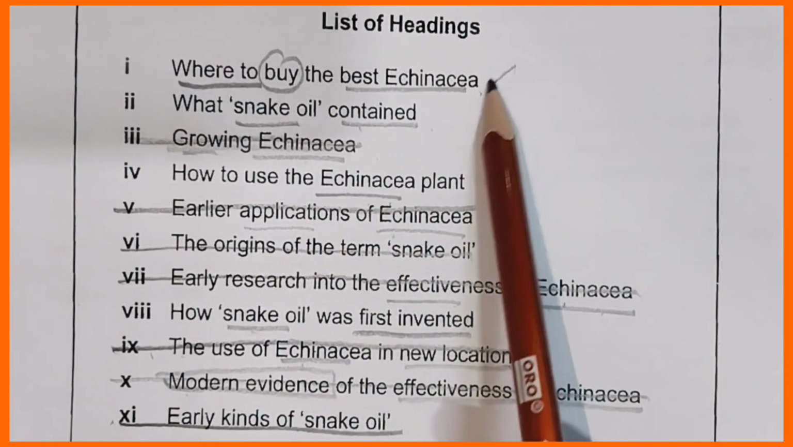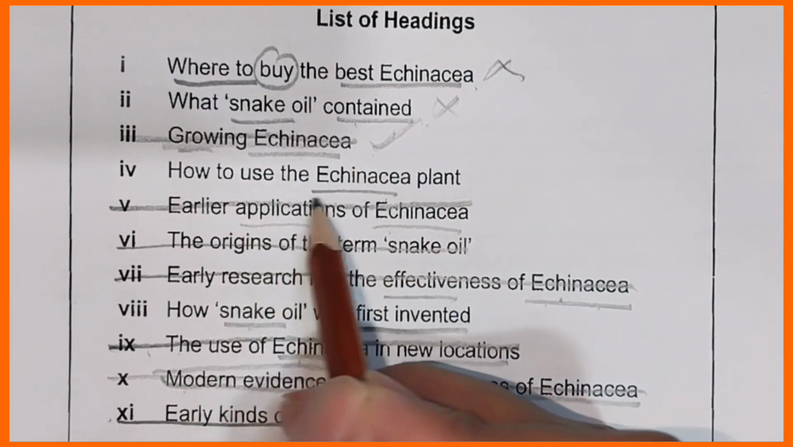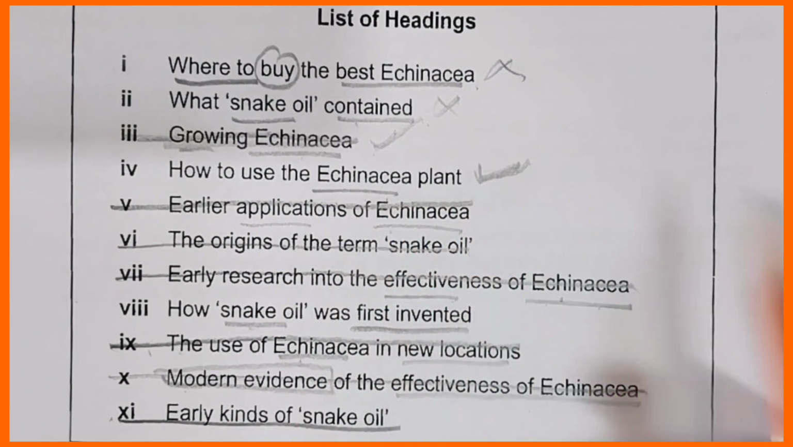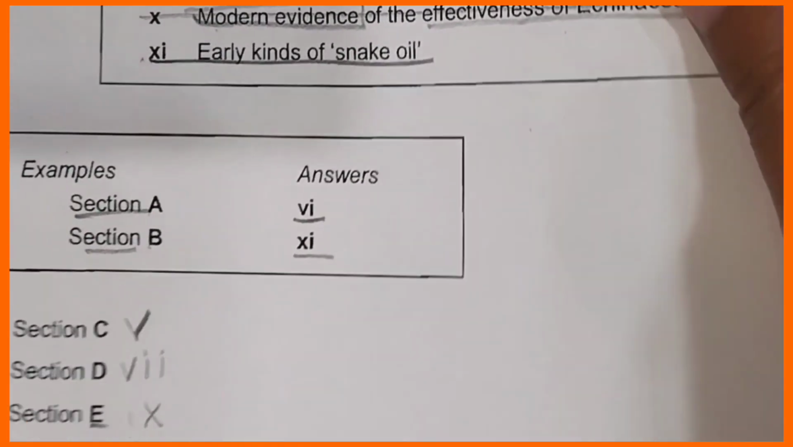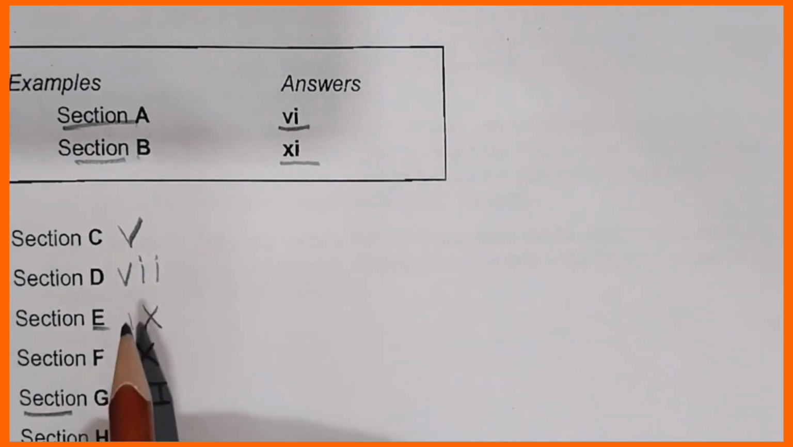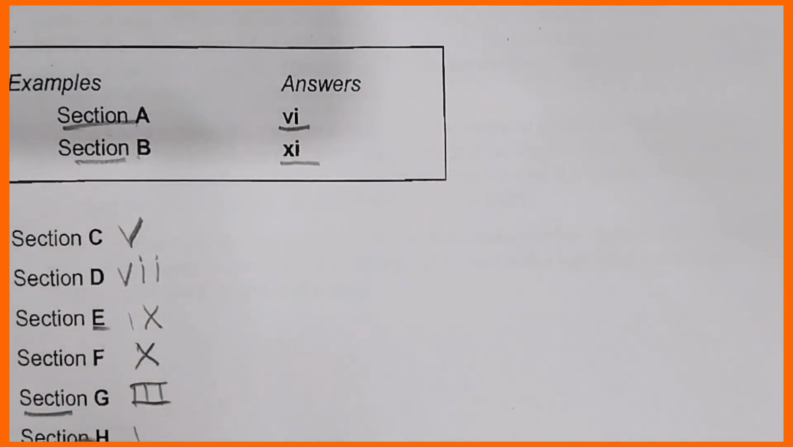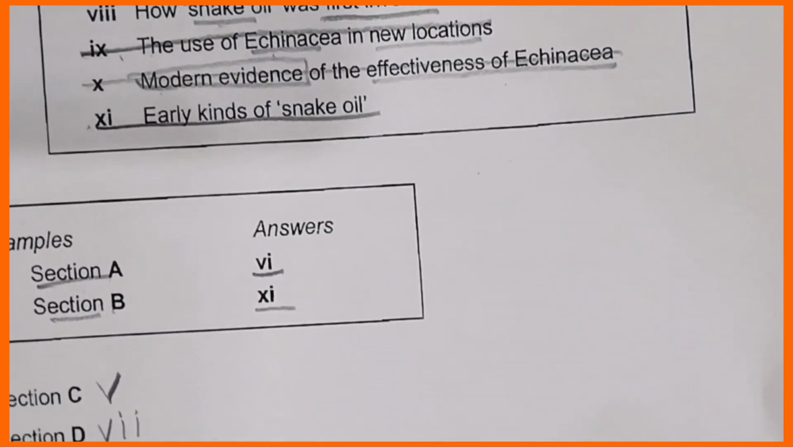So where to buy? No. What does snake oil contain? No. Growing, done already. How to use echinacea plant? So they're talking about the usage of the plant. I mean they are using different parts of the plant. So our H options will be 1, 2, 3 and 4. Always be careful with the Roman numerals as well, because sometimes you can make a mistake with them.